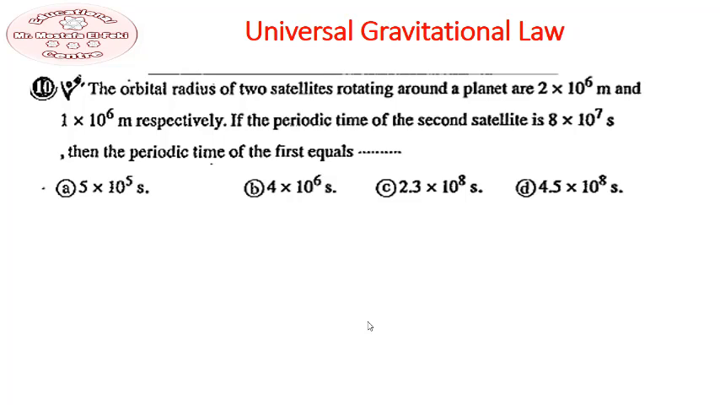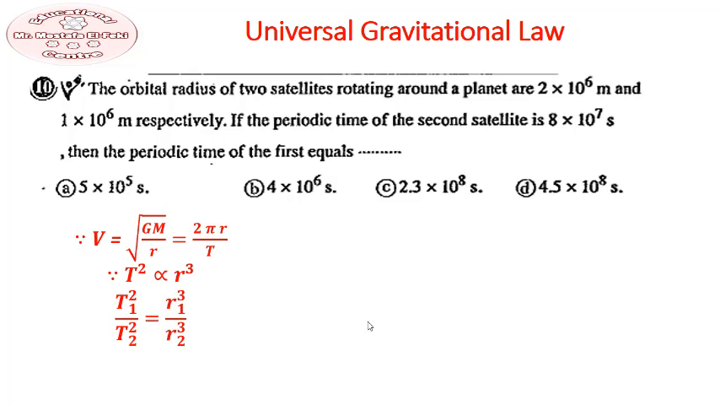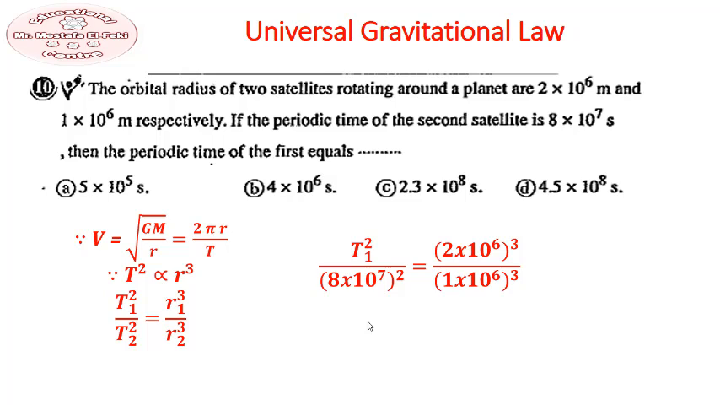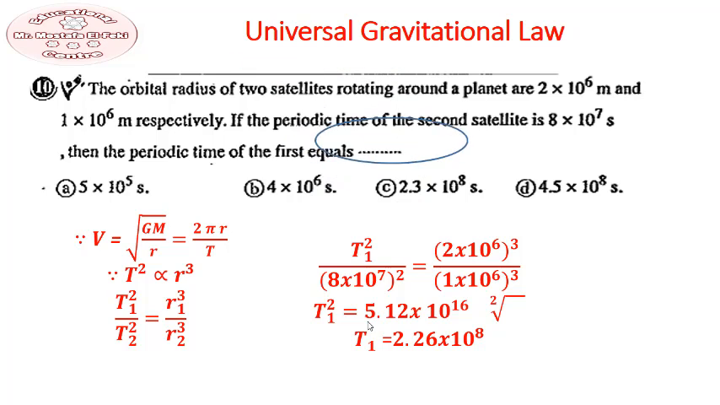The orbital radius of the two satellites rotating around a planet is given. And given that the periodic time of the second satellite is 8 times 10 to the power 7, then the periodic time of the first. The relation between periodic time and the radius, substituting the numbers in this relation, then periodic time T1 is, by taking the square root of the number, the periodic time is 2.26 times 10 to the power 8, approximately 2.3 times 10 to the power 8 seconds.